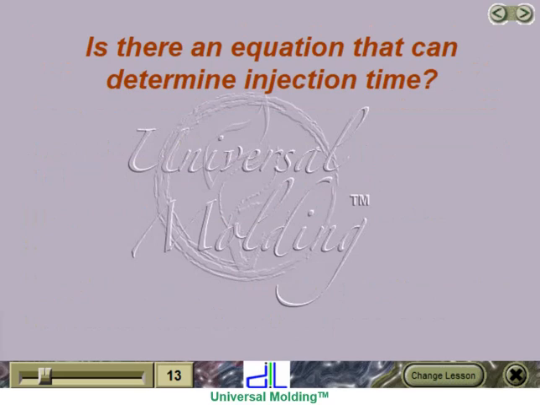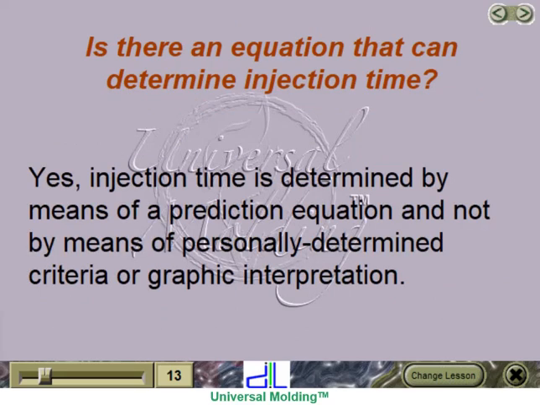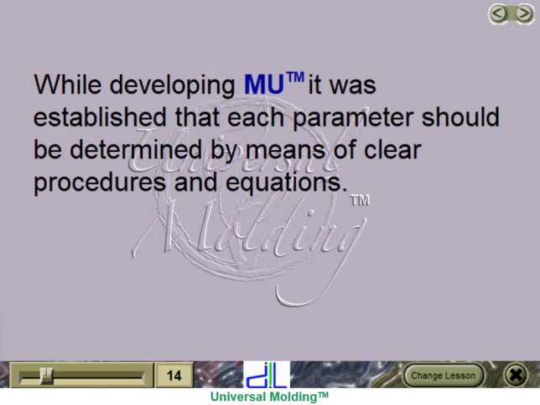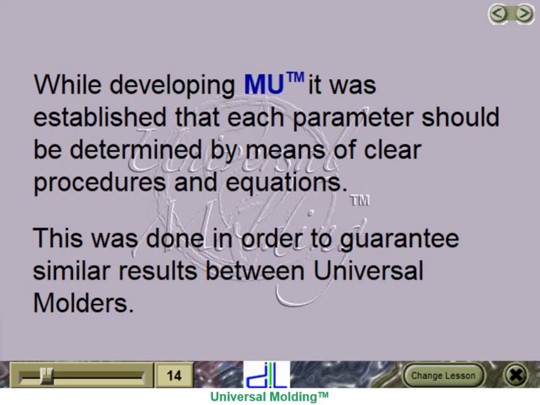Is there an equation that can determine injection time? Yes. Injection time is determined by means of a prediction equation and not by means of personally determined criteria or graphic interpretation. While developing universal molding, it was established that each parameter should be determined by means of clear procedures and equations. This was done in order to guarantee similar results between universal molders.